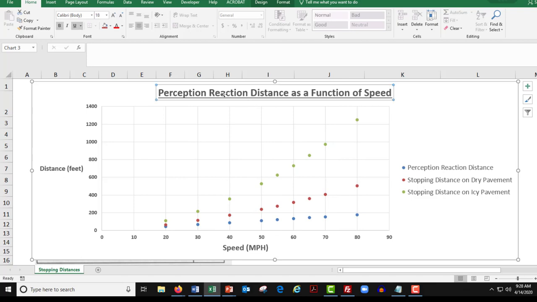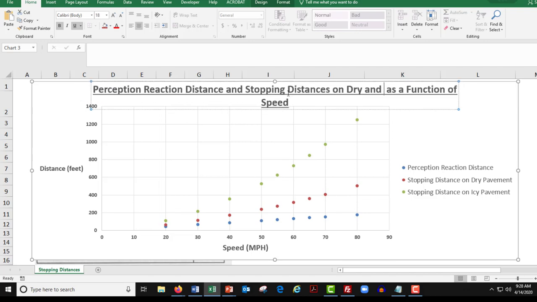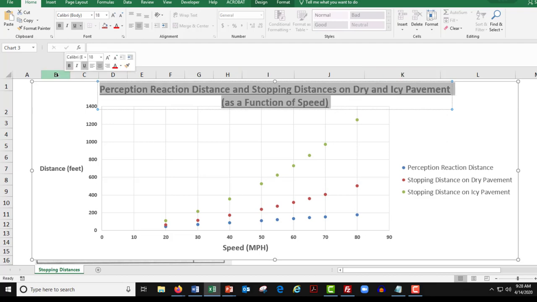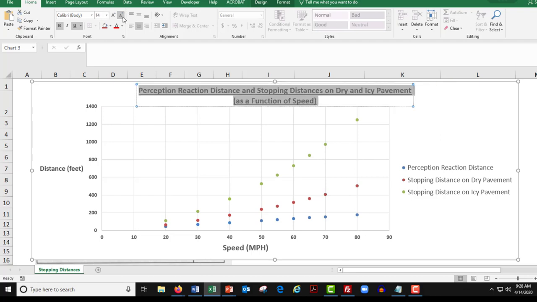And if you want the title, we can actually just go perception reaction distance and stopping distances on dry and icy pavement as a function of speed. I'm going to put that in parentheses. I'm feeling a little bit saucy. Maybe make the font size a little bit smaller. There we go. That's not terrible.